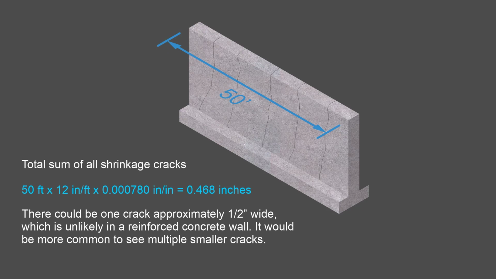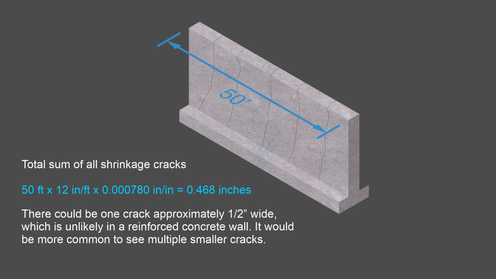the wall by multiplying the wall length in inches by the ultimate strain factor 0.000780, which equates to 0.468 inches of total strain. If you need specific information about the concrete mix design and how it was cured, then using some or all of the 7 equations from the ACI guide, your ultimate shrinkage strain factor could be significantly reduced.